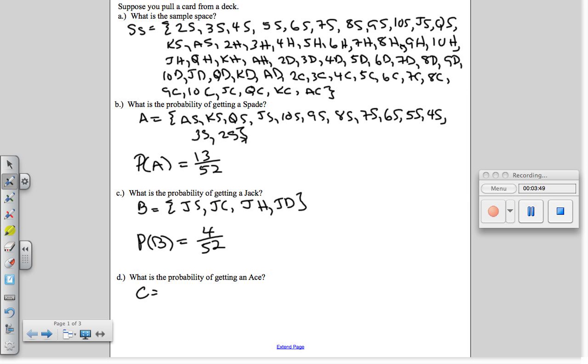What is the probability of getting an ace? We'll call this event C. There is the Ace of spades, the Ace of clubs, the Ace of hearts, and the Ace of diamonds. So the probability of getting an ace is in fact 4 out of 52.